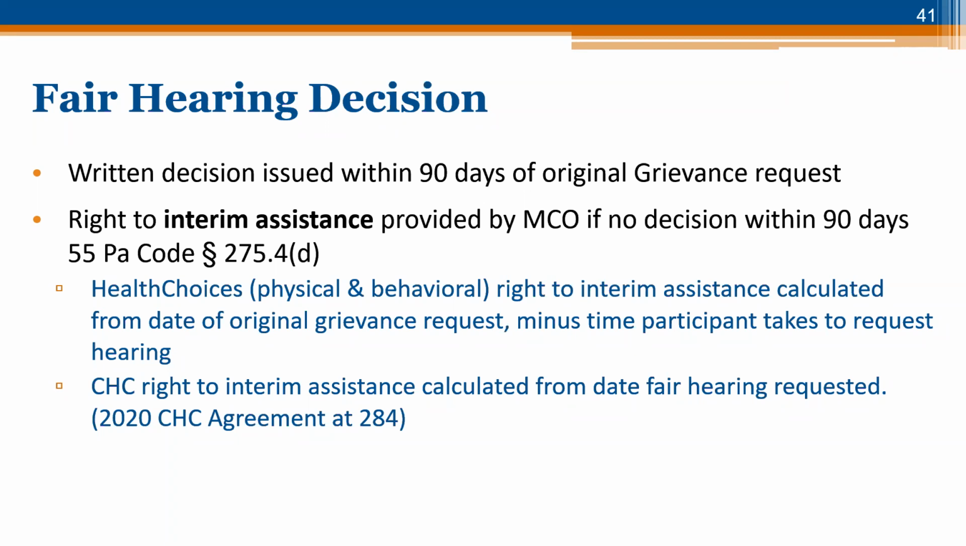Now there's an issue in the contracts where for physical and behavioral health choices, that 90 days to request interim assistance is calculated from the date of the original grievance request, which makes sense because that's the deadline for the decision. But the CHC agreement was not written quite as correctly, and the assistance is calculated from the date the fair hearing was requested. We've asked that that be changed in the next agreement once we realized that was there.